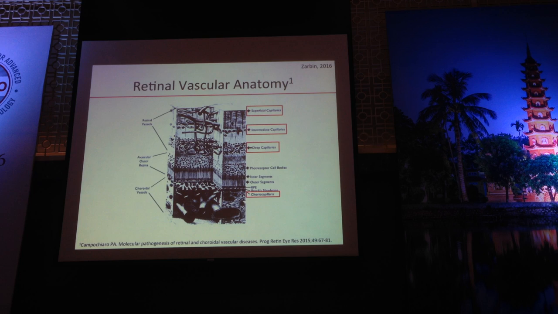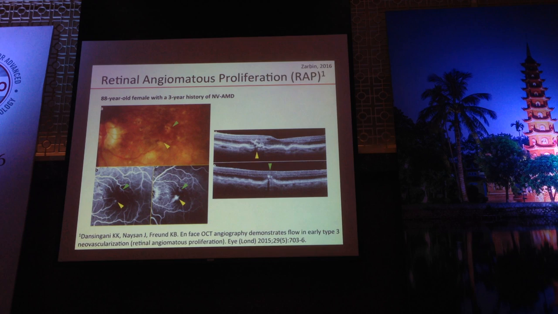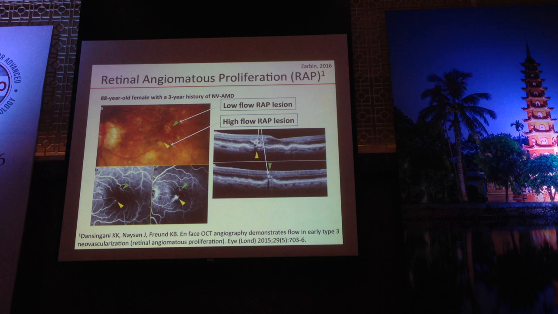Well, in retinal angiomatous proliferation, which is shown here, we have two lesions, actually, in this picture: a high-flow lesion, shown with yellow arrows, and a low-flow lesion, shown with green arrows. And you can see those lesions on the OCT. The high flow lesion is here, it's in the retina, obviously, and the low flow region is clearly in the retina. So this is abnormal vascularization in AMD, but in the retina, not in the choroid, originating in the retina. How does that happen? I'm going to tell you.